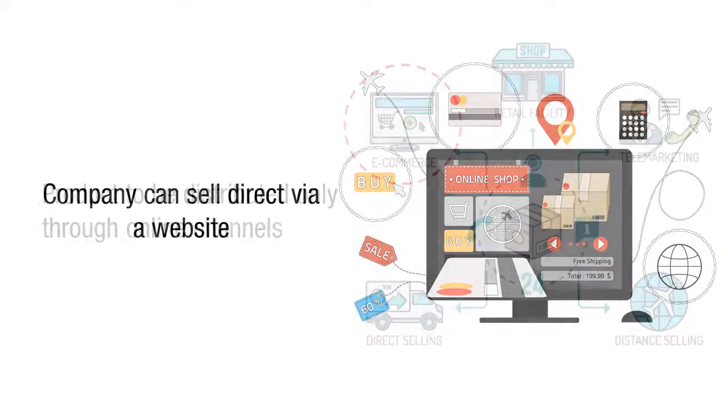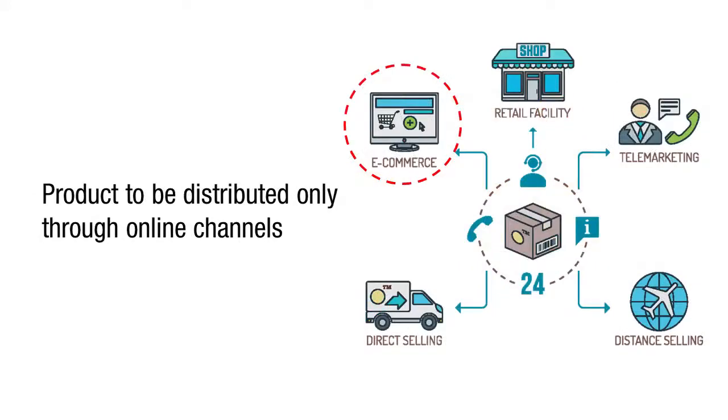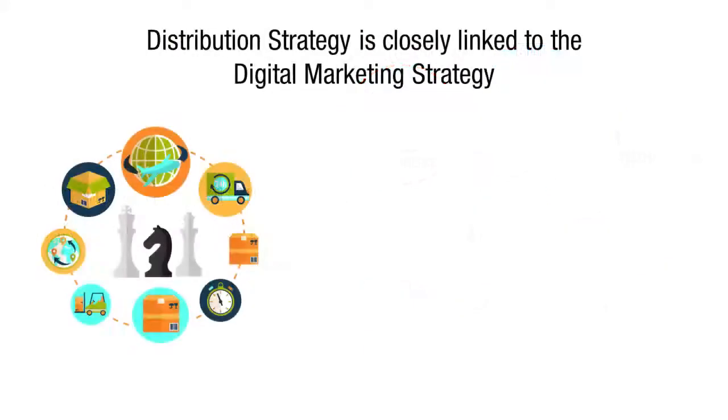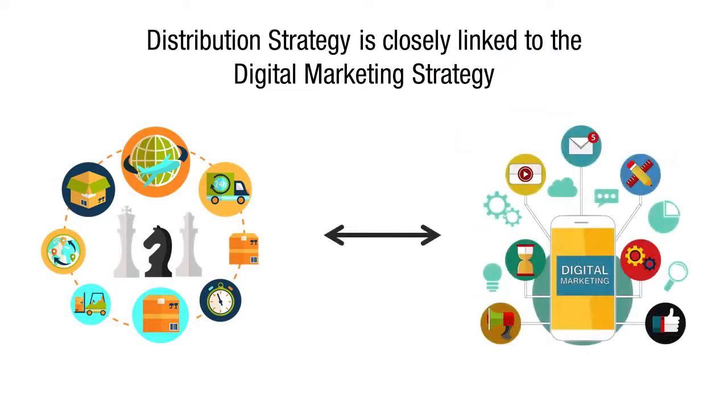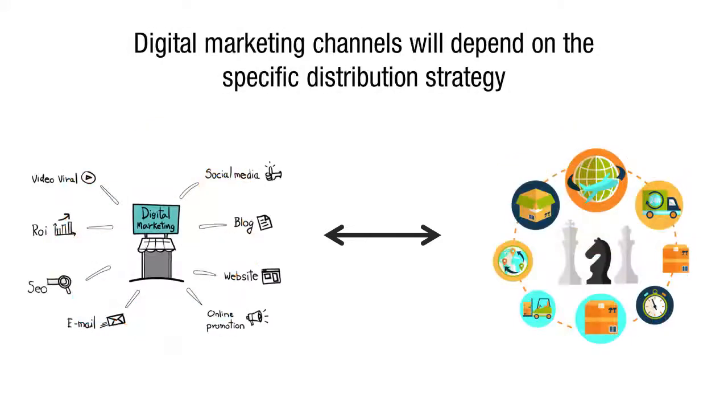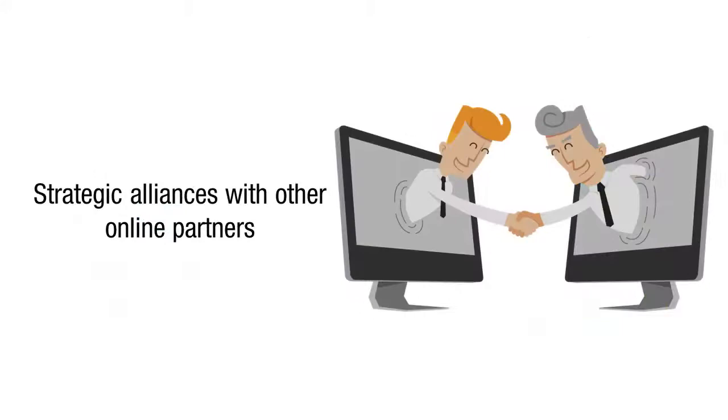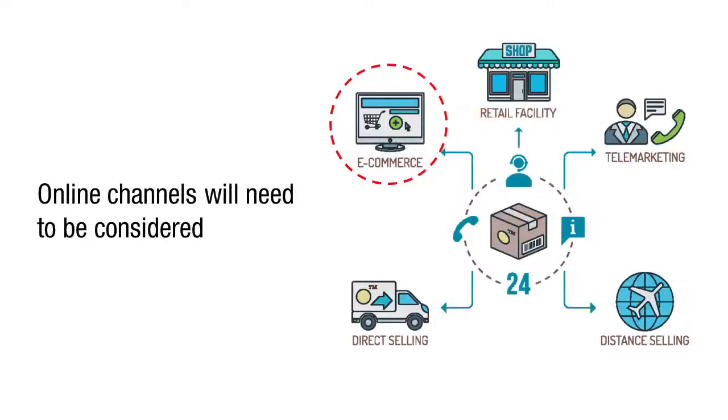It is possible for a product to be distributed only through online channels, and if that is the case, the entire distribution strategy is closely linked to the digital marketing strategy. The importance of various digital marketing channels will depend on the specific distribution strategy. If there are strategic alliances with other online partners, then those channels will also need to be considered. Now take a short break and see if you can think of an example for this concept.